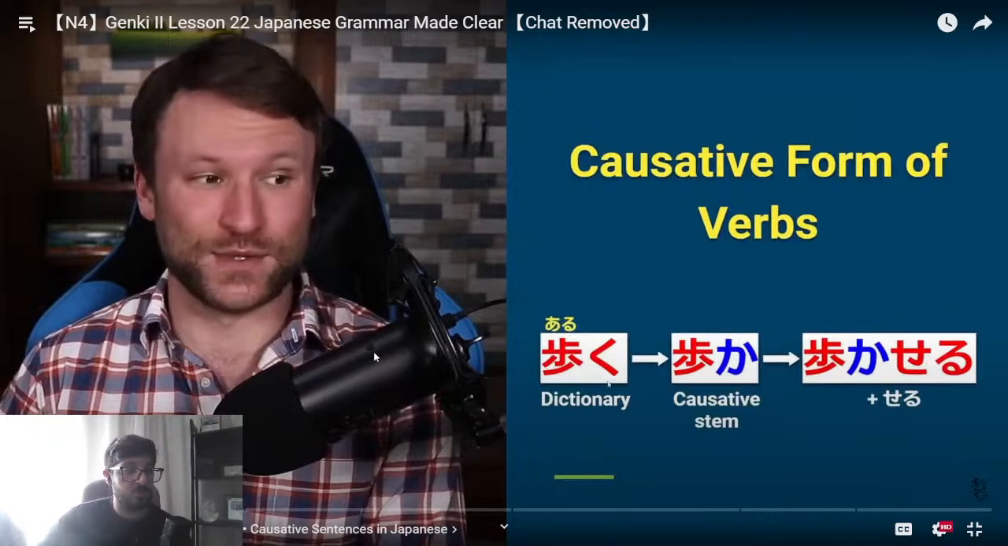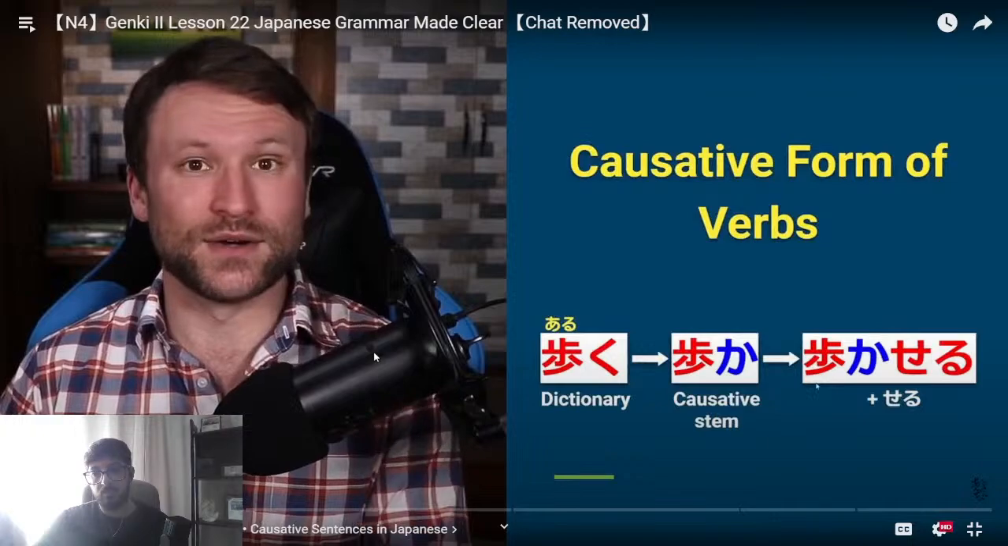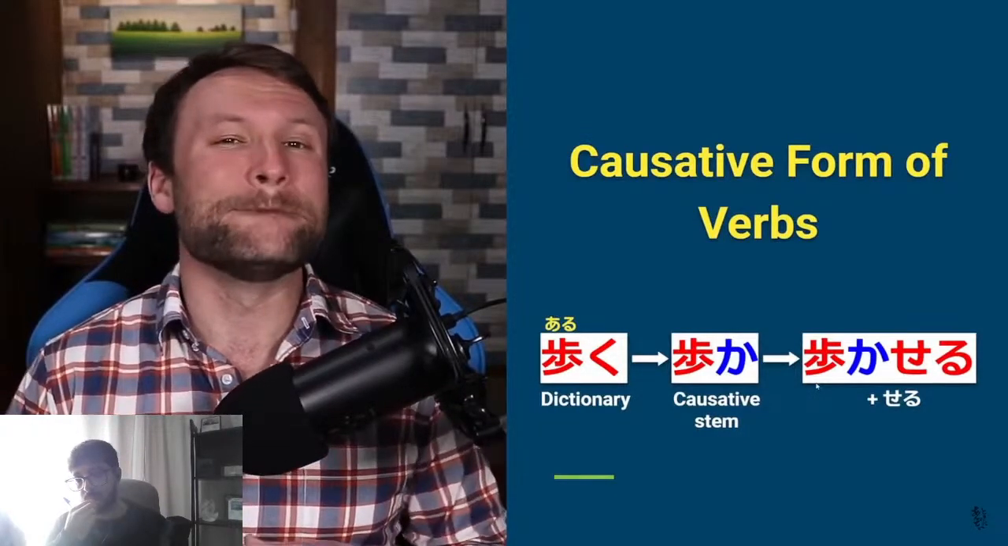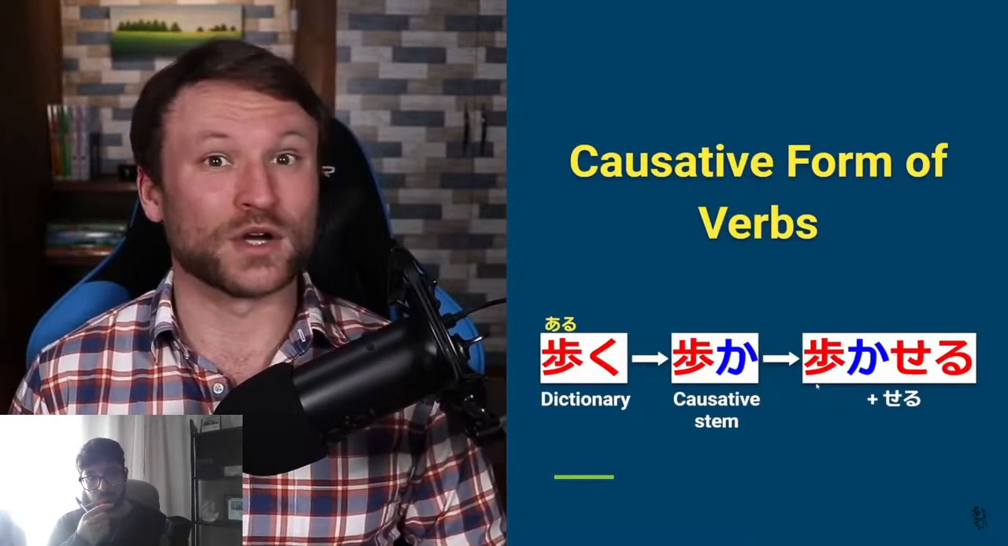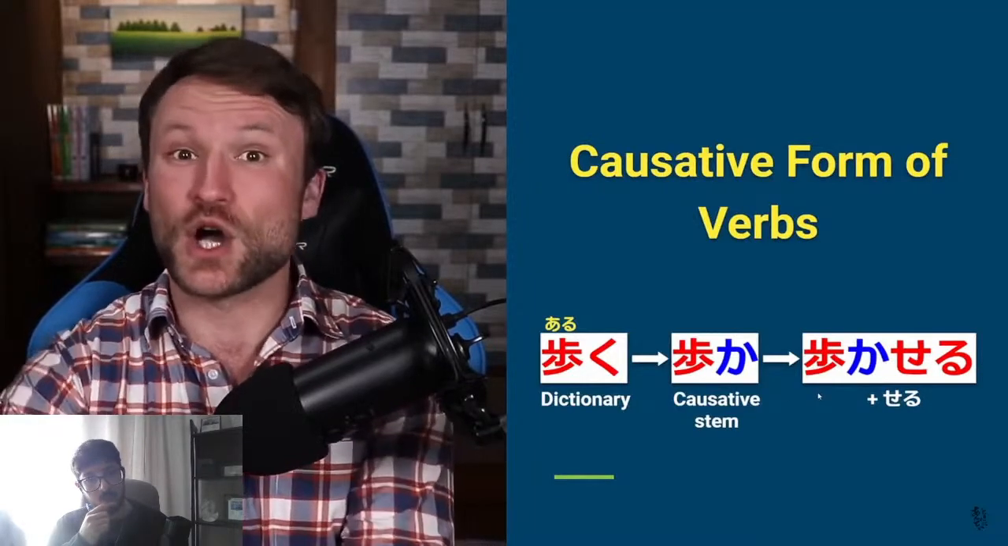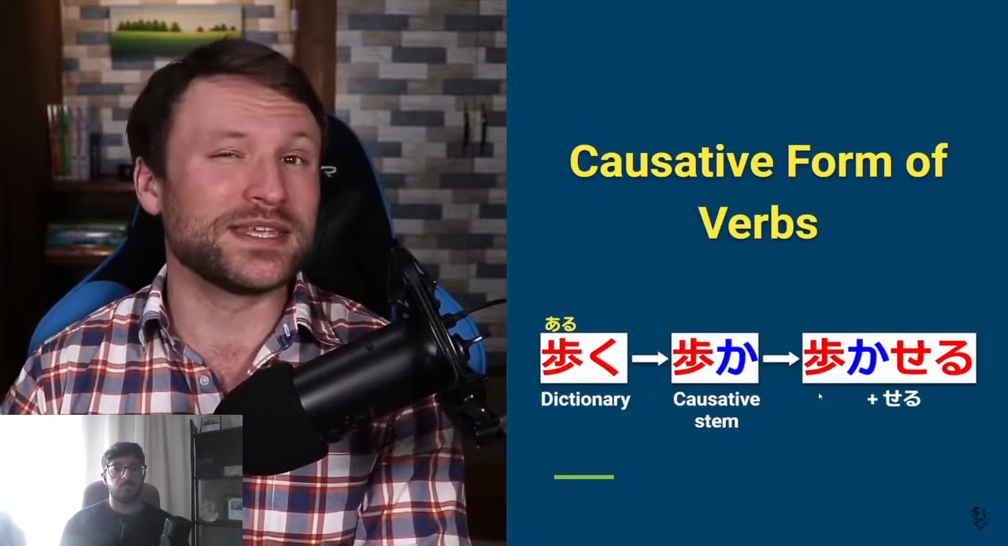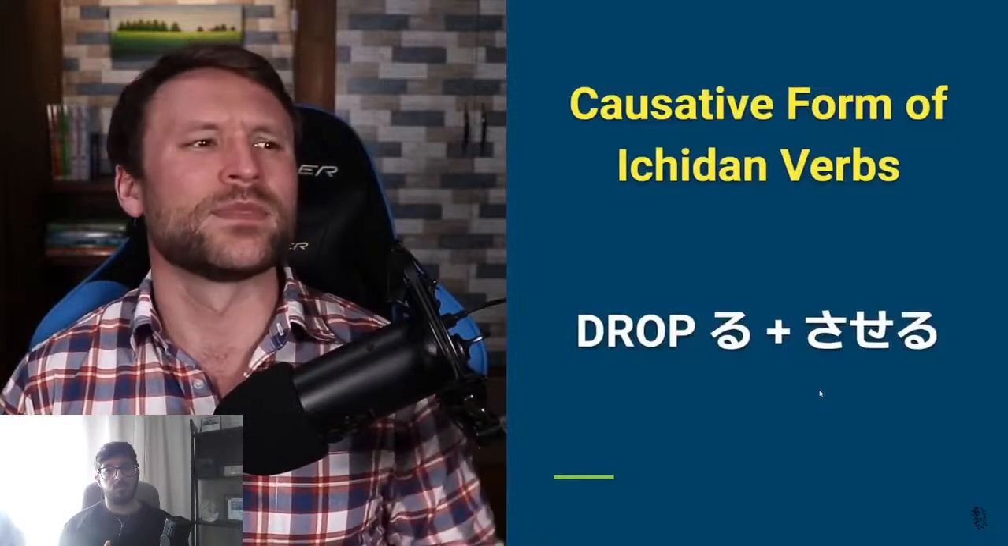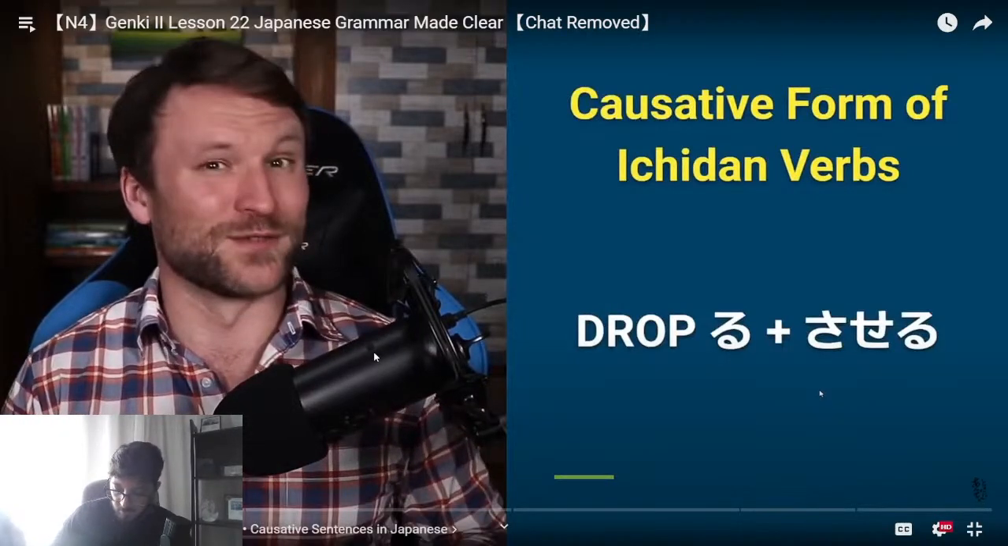Well, at some point I thought it was all saseru. Arukaseru. It's only seru. Make someone walk or let someone walk is what the causative is. To make someone, to cause someone to walk. And it can also mean to let, but we'll get to that in a minute. Let's just keep going. For ichidan, you drop the ru and add saseru. That's why I thought it's saseru.